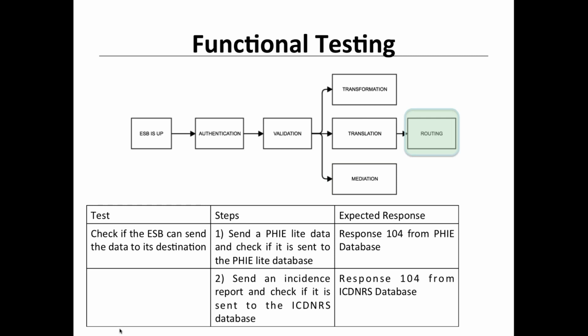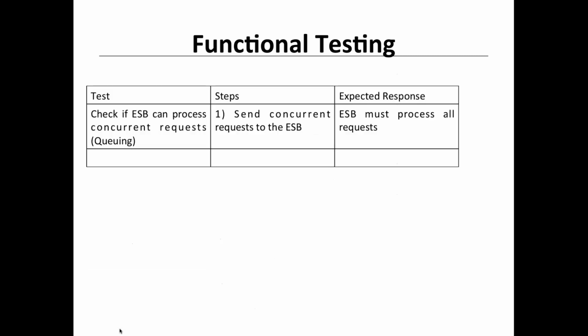So for routing, basically, we send a data to PHI Lite registry. So basically, this is content-based routing. If a data must be sent to the PHI Lite registry, then we will check if the PHI Lite registry will respond. Or if the data must be sent to the ICD NRS or the disease incident registry, then the expected response must be a response from the integrated disease registry. So that's how we tested the routing.